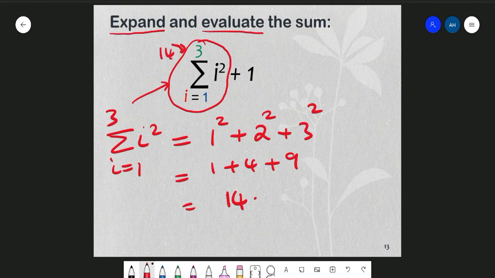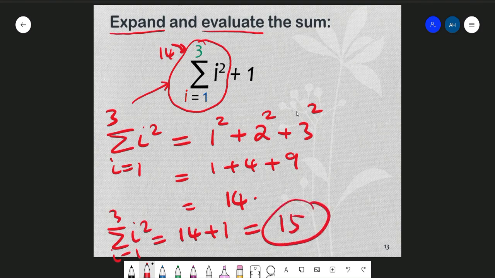And we have to add 1. So the summation of i squared, i starting from 1 to 3, plus 1 is equal to 14 plus 1. That's equal to 15. That will be the answer for this problem.